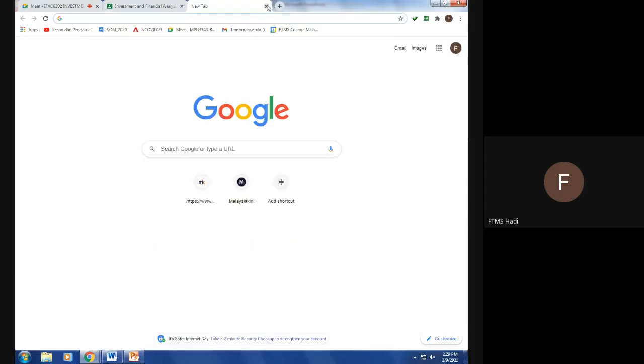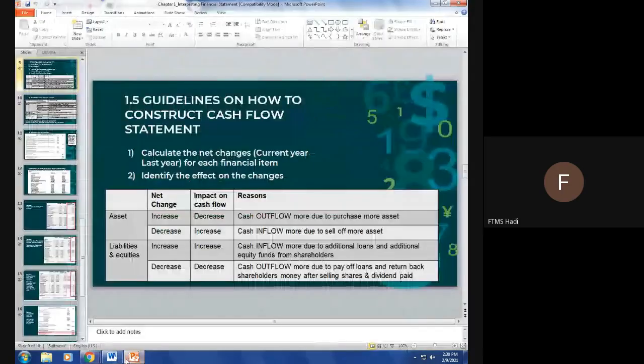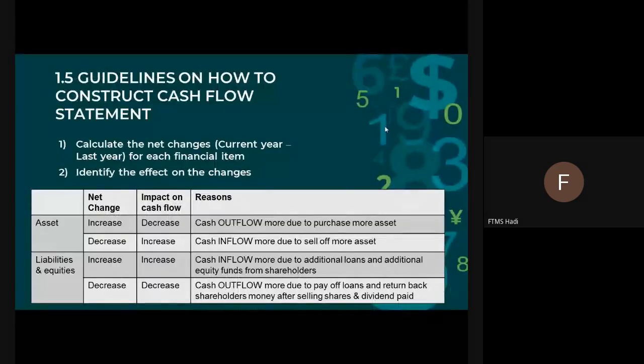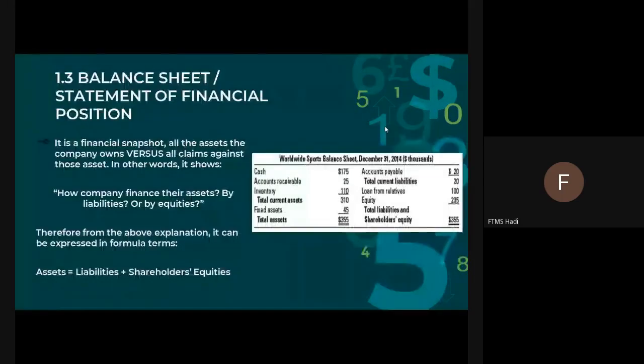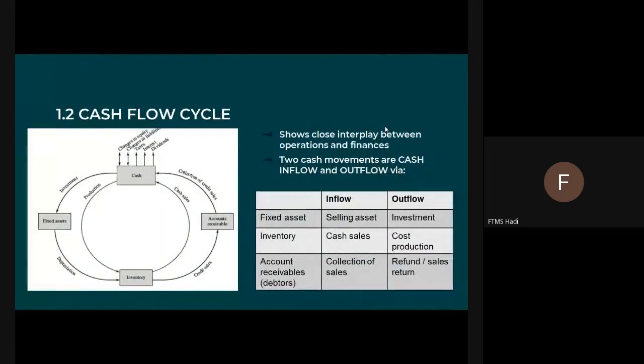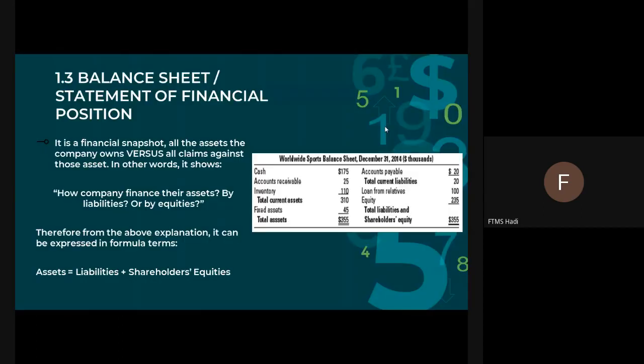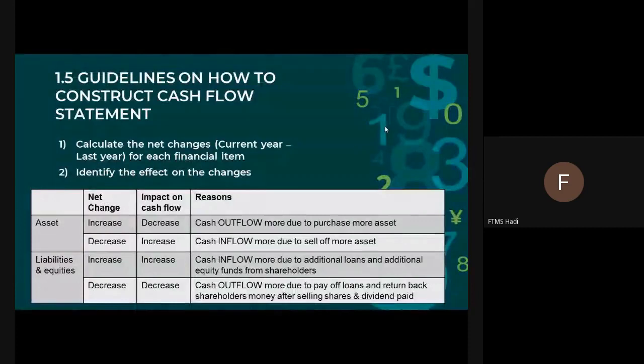Okay, so let's continue with the next part. Here is a guideline set on how to construct the cash flow statement. The guideline is based on the diagram that I gave you earlier. We want to detect whether the difference is positive or negative, and at the same time, what will be the effect on the cash flow. So you need to understand the guidelines before you come out with the calculation.